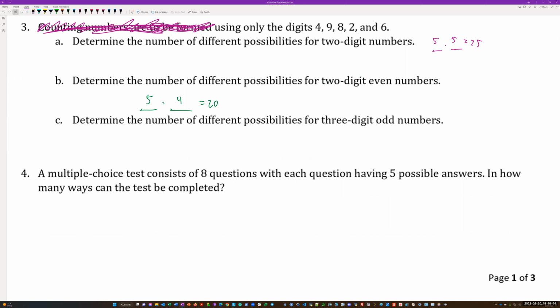All right. So determine the number of different possibilities for 3-digit odd numbers. All right. Sounds like it's gonna be difficult, but luckily when they start saying odd in this case, we're very restricted then. Does that make sense? All right, so now we gotta do 3 digits here.